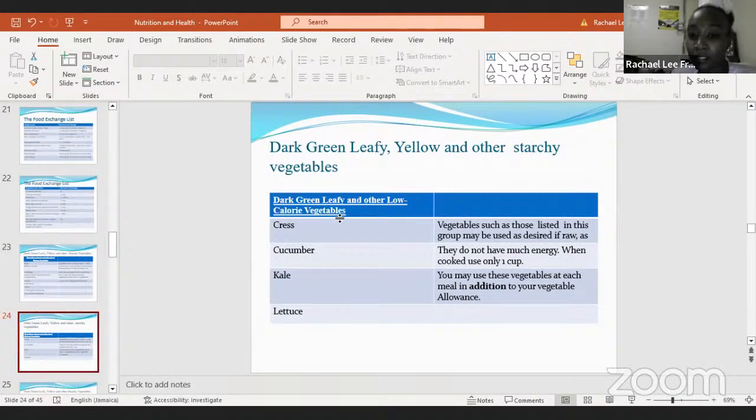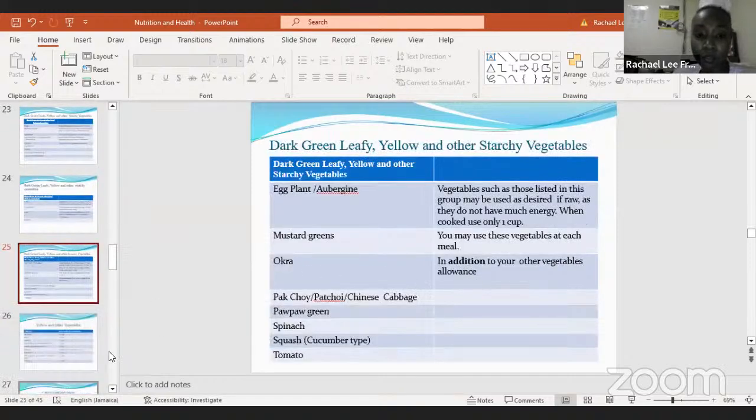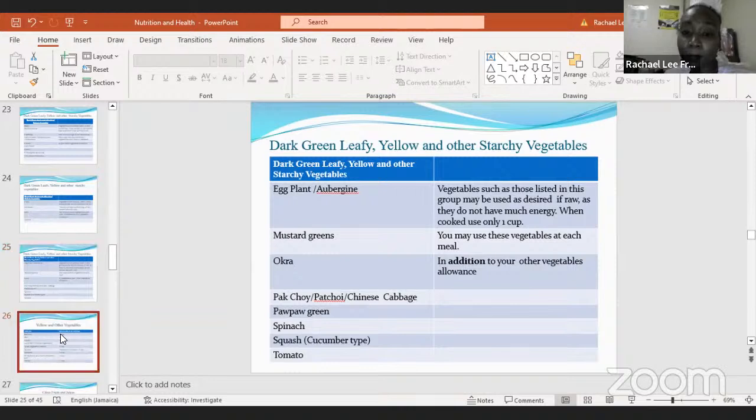And this is in addition to what I've said. These are additional vegetables that you can use. Again, these are additional: your spinach, your tomato, and tomato too is a good source of vitamin C. A lot of persons are not aware of that, but tomato is actually rich in vitamin C.